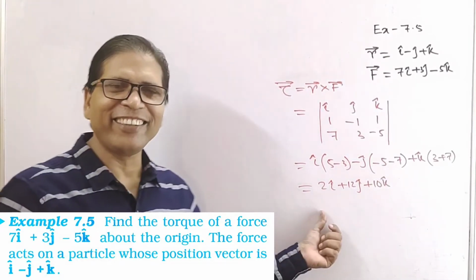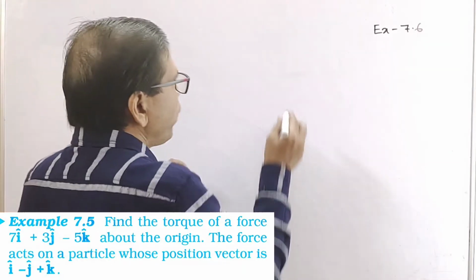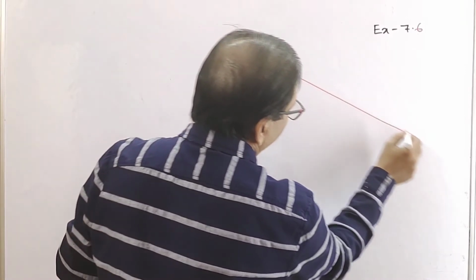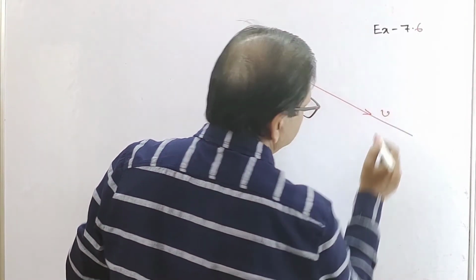Okay, understood? Now next, look at this: a particle moves along this line with velocity v.